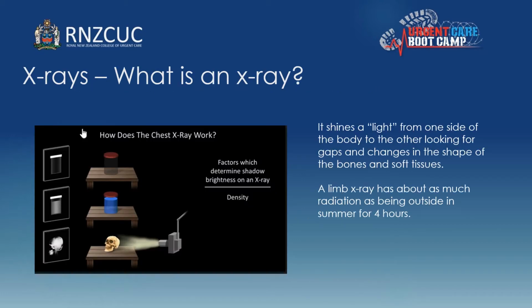So the basic principles behind X-rays, I think about it like a light that shines from one side of the body, and you're looking at basically the outlines and the consistency of the bones. And so things like fractures are gaps and changes in shape. Thing to remember is a peripheral limb X-ray has about the same amount of radiation as being outside in summer for about 4 hours. So really, with modern imaging technology, you should have a pretty low threshold for irradiating people, as it's really not much X-rays involved.